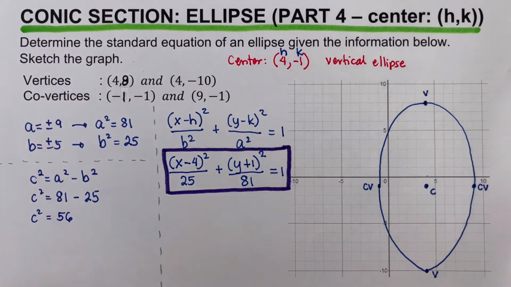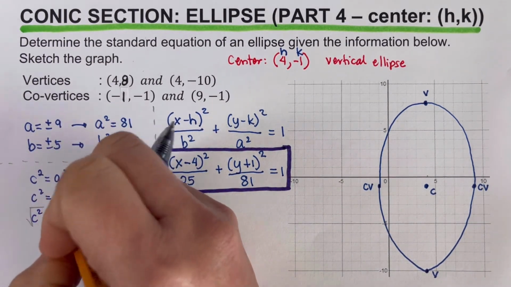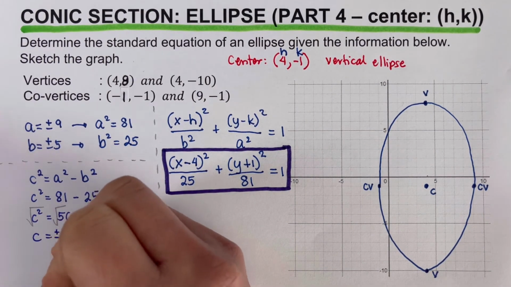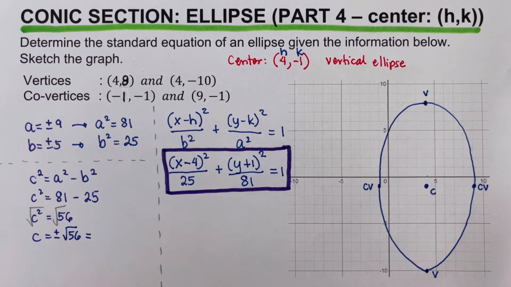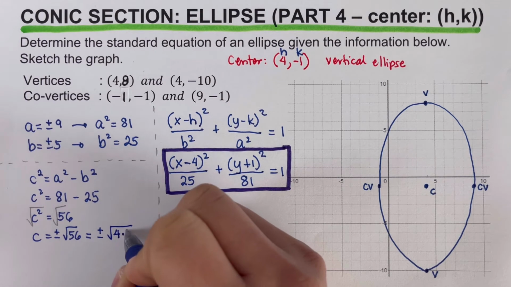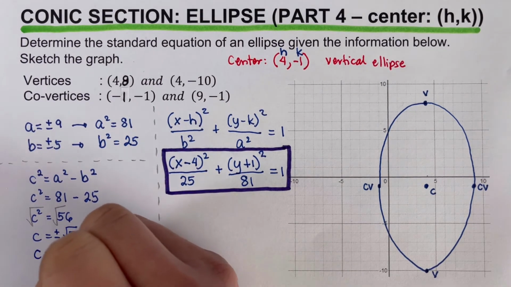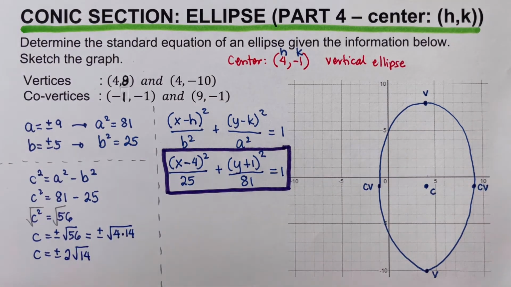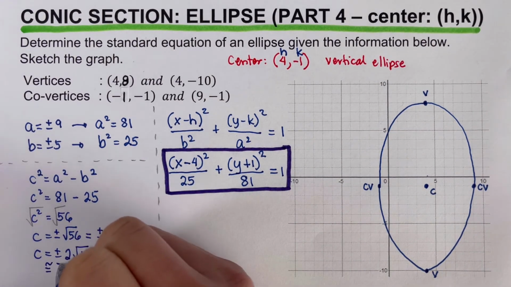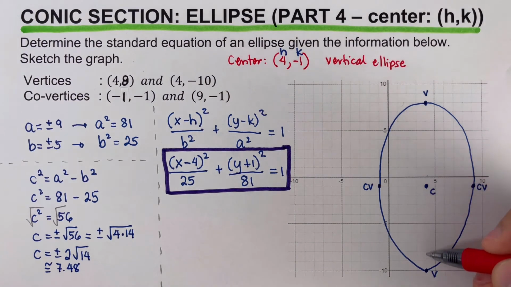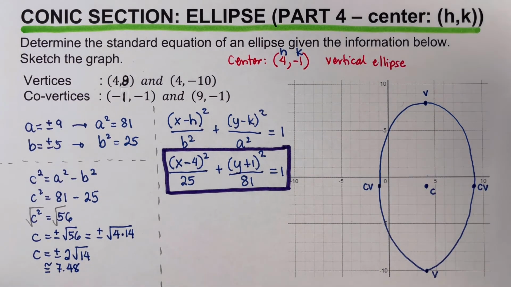So we're going to square root both sides to solve for c. So our c is plus minus square root of 56. Or this is equal to plus minus square root of 4 times 14. This tells us that c is plus minus 2 square root of 14, or this is approximately 7.48. This tells us that we go up 7.48 and go down 7.48. That's the location of the two foci.